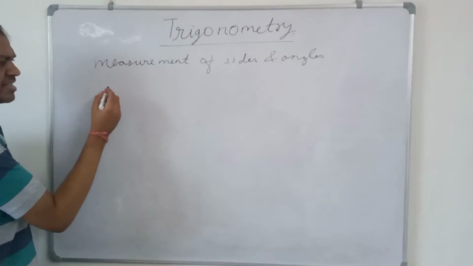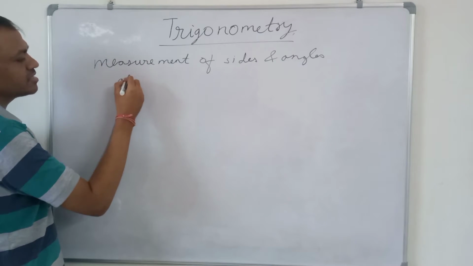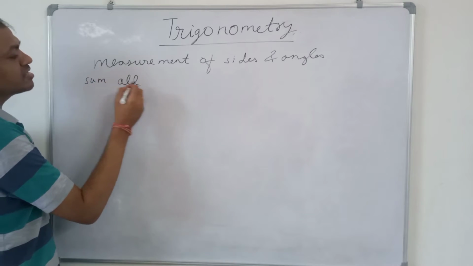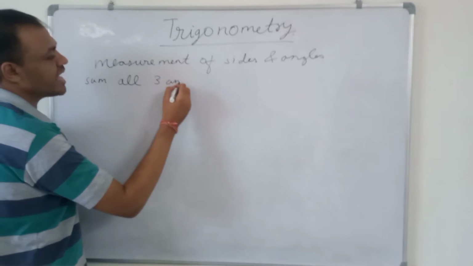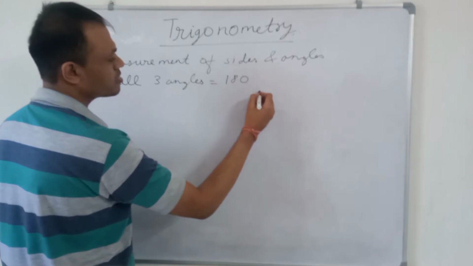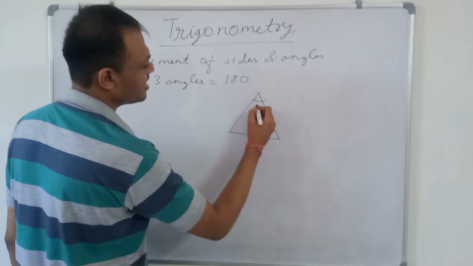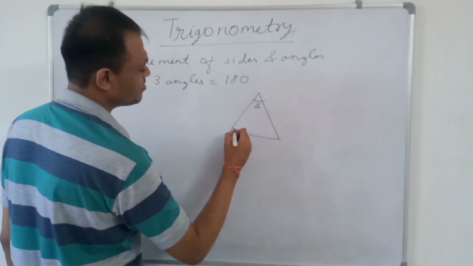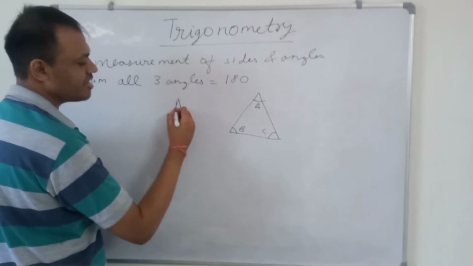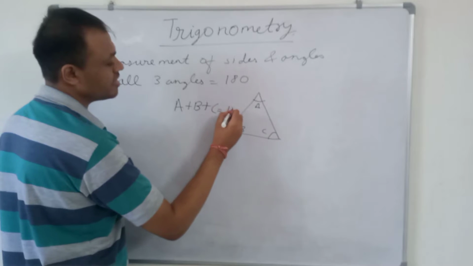Now we know that in a triangle, if we sum all three angles, then the sum is equal to 180 degrees. So if this is a triangle, let this angle be A, this angle be B, this be C. So A plus B plus C is equal to 180 degrees. This we already know.